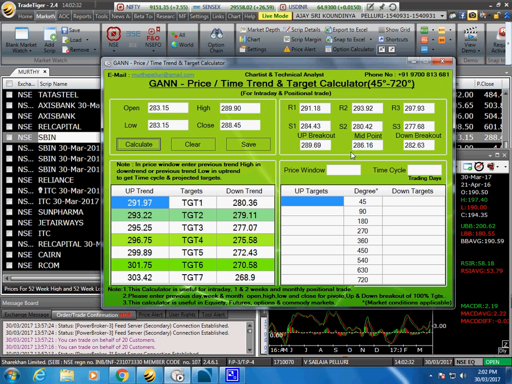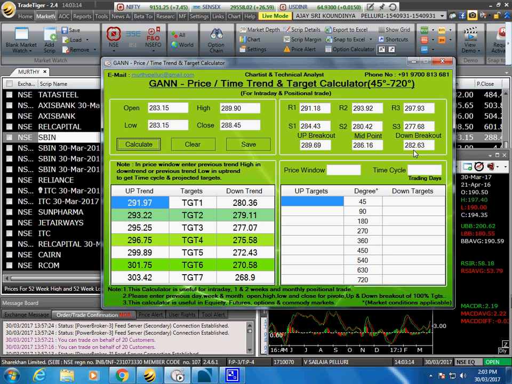Here I got the midpoint for yesterday's trade, which is 286.16. Once the share is above this midpoint, it implies it is on the bullish side. Below this midpoint of 286.16, it implies it is on the bearish side. So once the share or any instrument is above this midpoint, we should not go for short. We can go for long, or we can wait, or we can enter, according to our choice, but we should not go for short. Now this is the midpoint, and here we have given the down breakout.